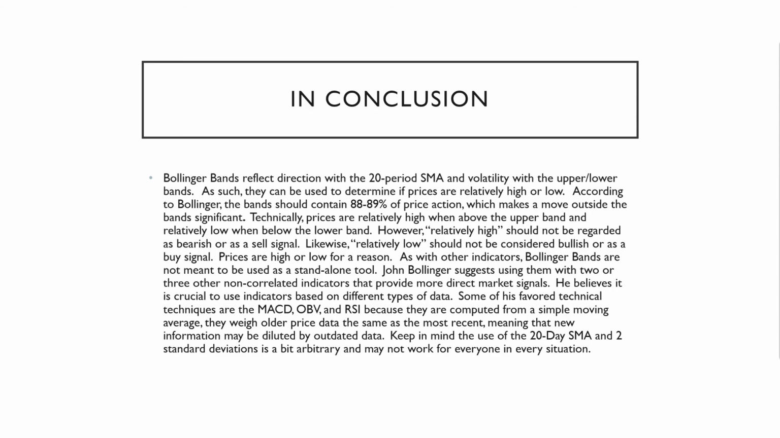Keep in mind the use of the 20-day simple moving average and 2 standard deviations is a bit arbitrary and may not work for everyone in every situation. So it's okay to change it. Just because you load up your chart program and pull up Bollinger Bands and it has a 20-period simple moving average and 2 standard deviations, that doesn't mean you have to stick with that. You can tweak those numbers to suit your trading style, to help you better identify your signals, to help you make money.